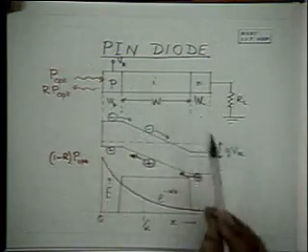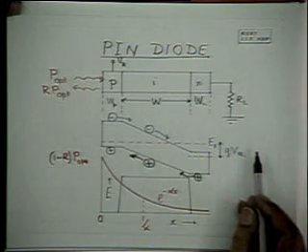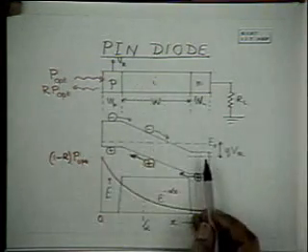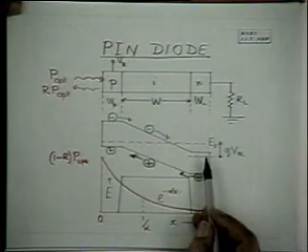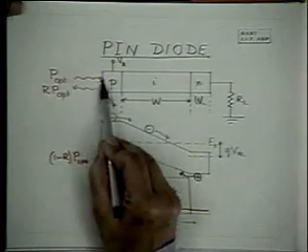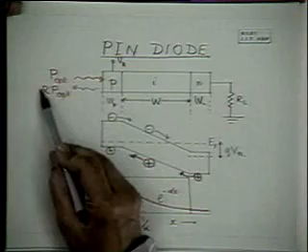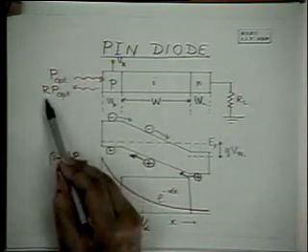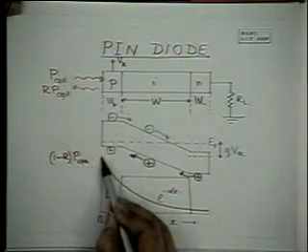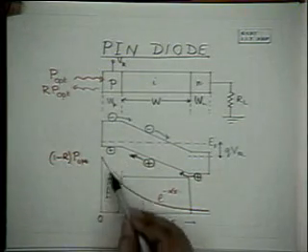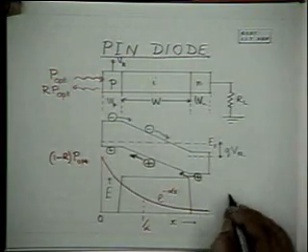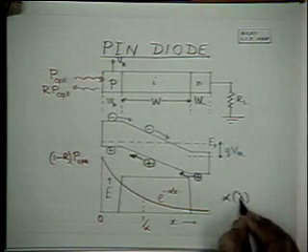They're WP and WN. The idea of this PIN structure, as opposed to a PN structure, is to have the I layer width wide enough such that it can absorb most of the radiation. If we have radiation of intensity P opt incident on the top, and R is the reflection coefficient, then obviously R times P opt is reflected. (1 minus R) times P opt is the power entering the semiconductor, and it decays as e to the power minus alpha x, where alpha is the absorption coefficient, and alpha is a function of wavelength.